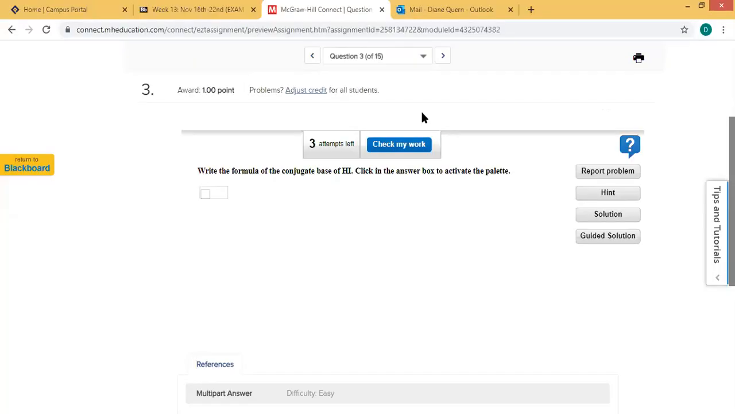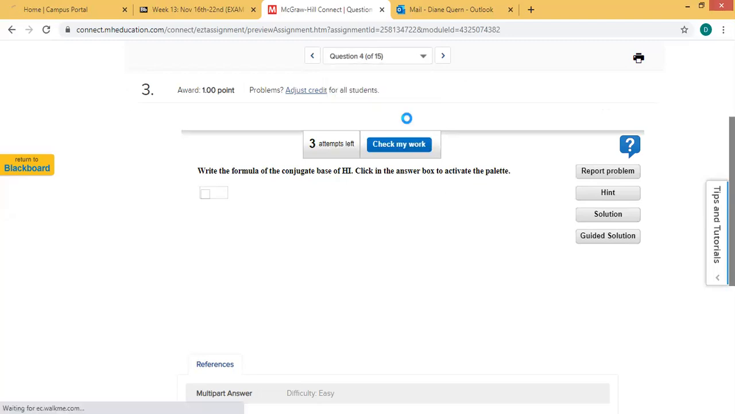Right, let's look at the next problem. So we have... share the screen with you here. So the answer would be I- in this case.